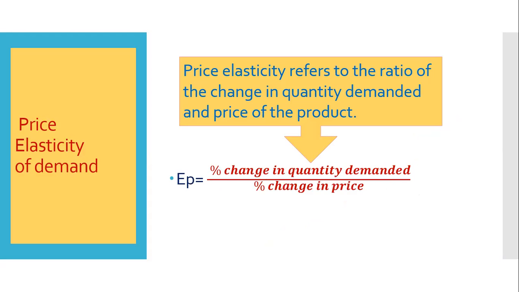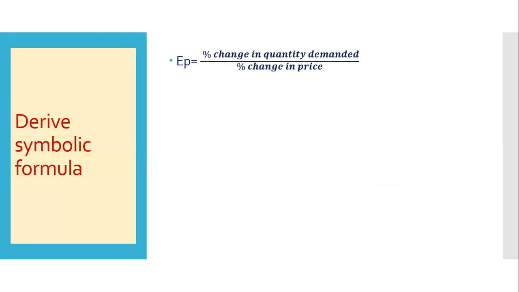The formula we get is price elasticity equals percentage change in quantity demanded divided by percentage change in price. This formula very clearly illustrates price elasticity of demand. We usually use this, but there is another symbolic formula that we get from this formula. Let us see that. Here, percentage change in quantity demanded divided by percentage change in price. From this, we get the next step.